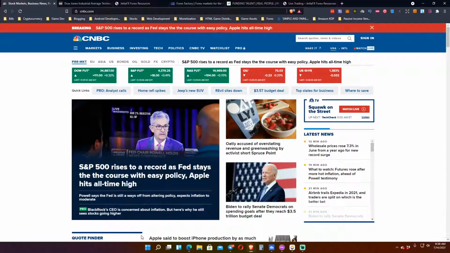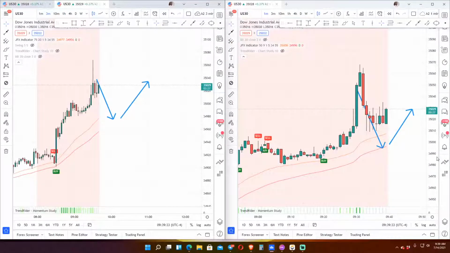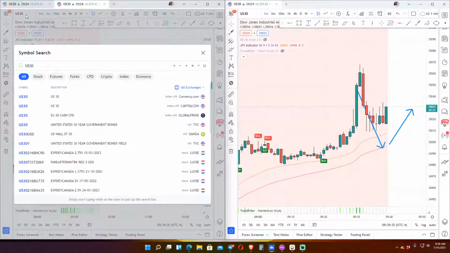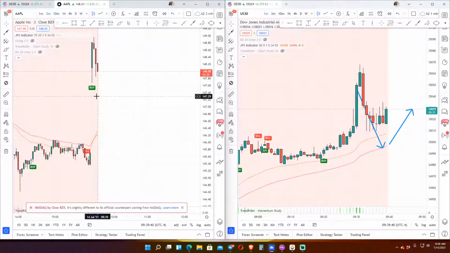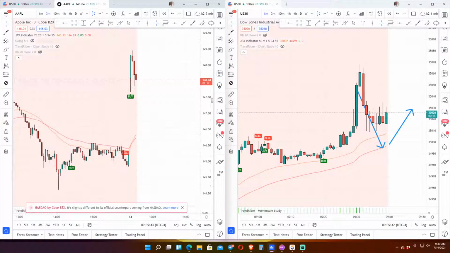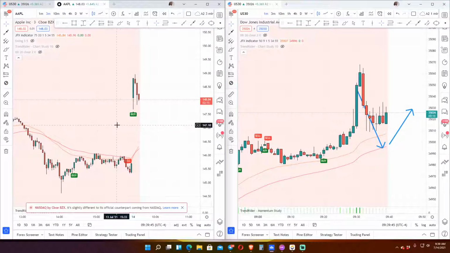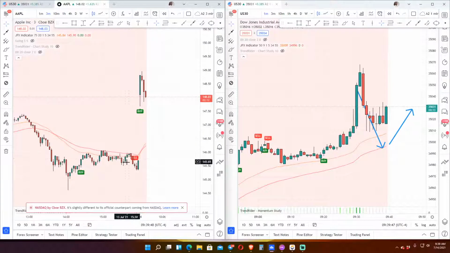And if you don't know who Jerome Powell is, he's right here. He's the Fed chair. So as you can see here, the S&P rises to record as Fed stays the course with easy policy, and then Apple hits an all-time high. So let's check out Apple real quick while we wait for this. And the thing is, I have a few Apple shares. So, oh wow, yeah, as you can see here, it just shot up crazily.